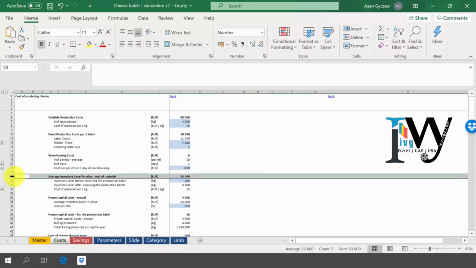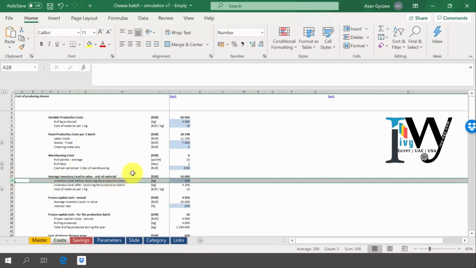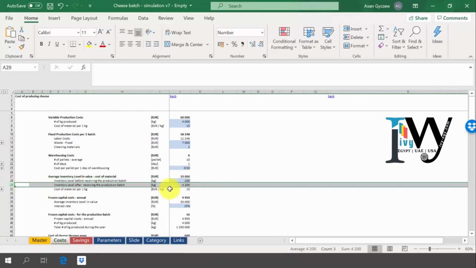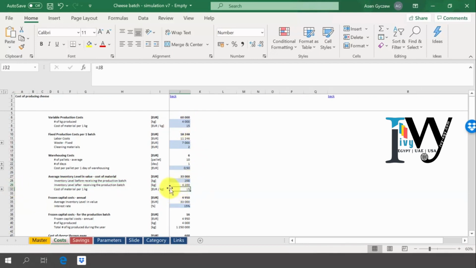We would also like to calculate the frozen capital costs. And for that, we first have to estimate the inventory level. Obviously, we would have to look at the average inventory level. So we look at the inventory level before receiving the production batch. For the time being, it's assumed that this is 200 kilograms. So there is some safety stock. And then once the production batch of 4,000 arrives, this will be equal to 4.2 thousand. Now, since the cost of material is 15, then the average level, which will be 2,000 and something, multiplied by 15 gives us 33,000 in terms of value.